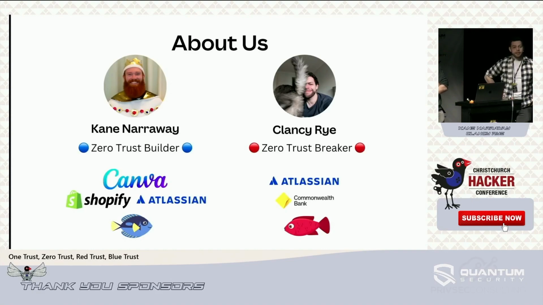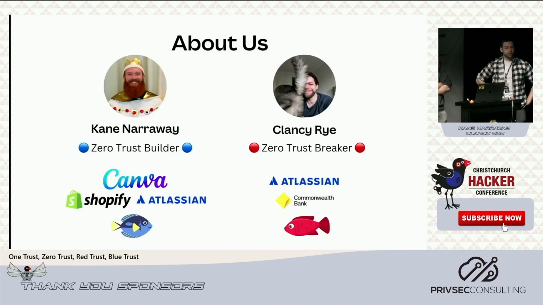Howdy, I'm Clancy, Kane's evil twin and overall troublemaker. I used to look for mischief as part of Atlassian's detection and response team, but now I just cause it instead as part of their red team.